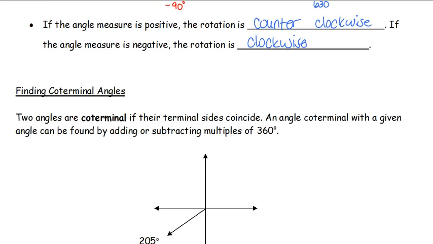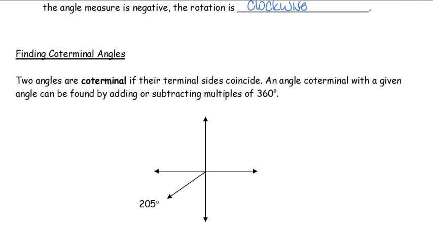Next, we're moving on to finding coterminal angles. So we talked about terminal sides, so that's where an angle is going to stop. Coterminal. Two angles are coterminal if their terminal sides coincide. So if those two angles stop at the exact same point. An angle coterminal with a given angle can be found by adding or subtracting multiples of 360.